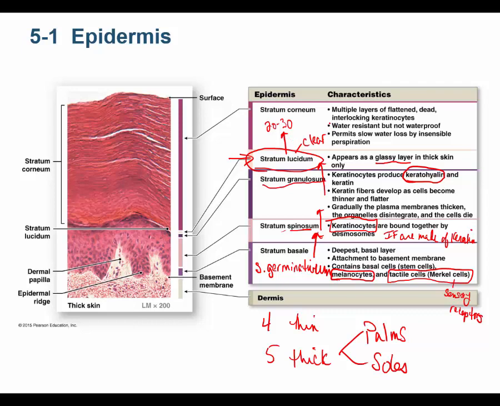It's really just a dead bag of keratin. And eventually at the top of the stratum corneum, you slough off those layers. And you just keep replacing them and keep sloughing them off and keep replacing them. All right. It's just 5 layers of the epidermis.